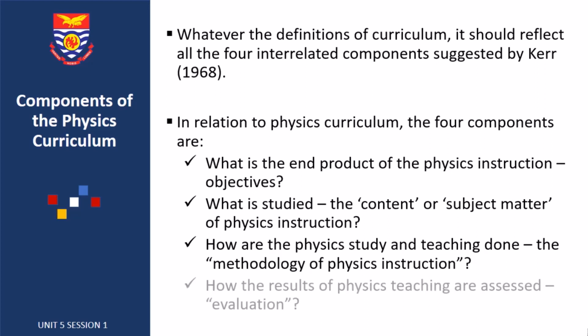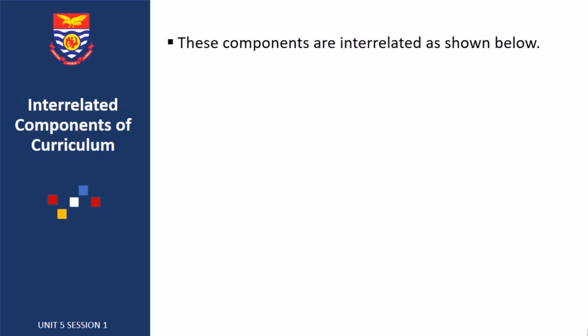It must give us an objective. It must provide a subject matter or a content that will be studied. It must also provide us with some methodologies that can be used in teaching the various concepts, and also provide means of assessing the learners after going through the set of the content that the syllabus or the curriculum has prescribed. So let's look at how these four components suggested by Kerr are interrelated.